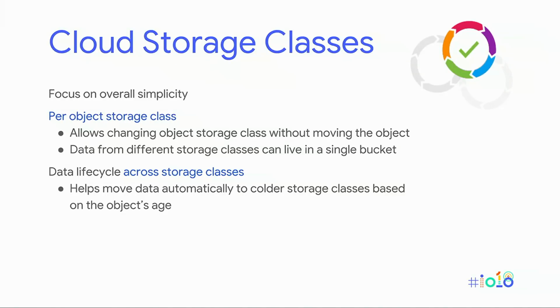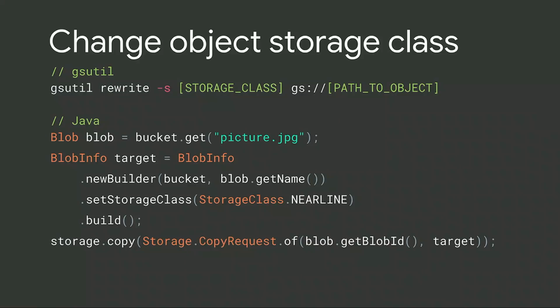If an object is older than 30 days, please move it to nearline. If it is older than 365 days or older than 90 days, please move it to cold line. But I also can do that per object. I don't have to create a bucket with a specific storage class. You can do that, but you don't have to. You can actually change the storage class per object. So how does it look like? You can use it either with the gsutil tool and do it there, or you can use Java, as you see there, to move your object.